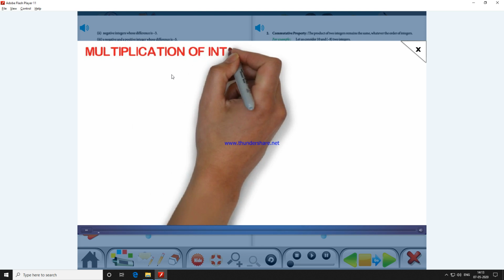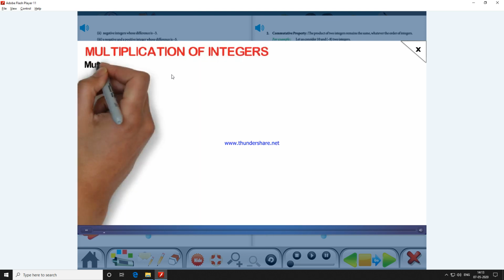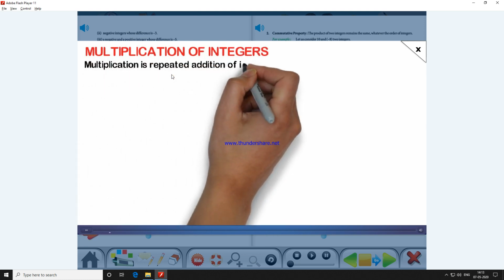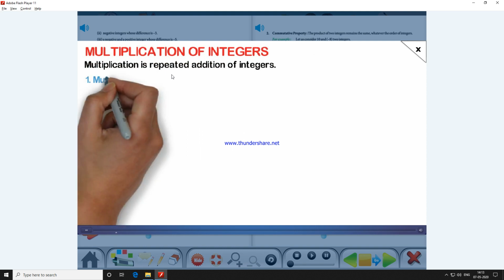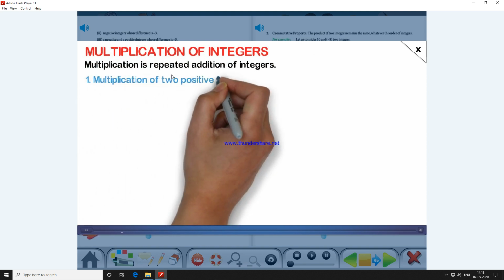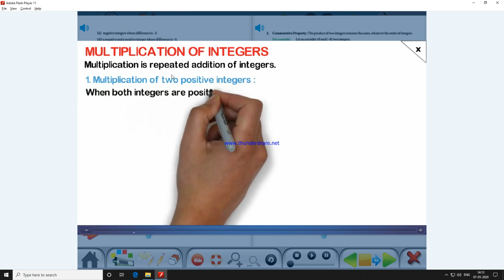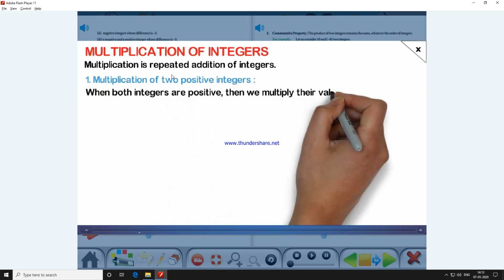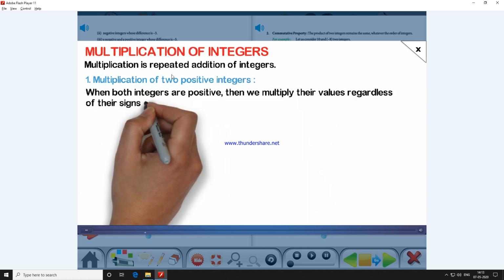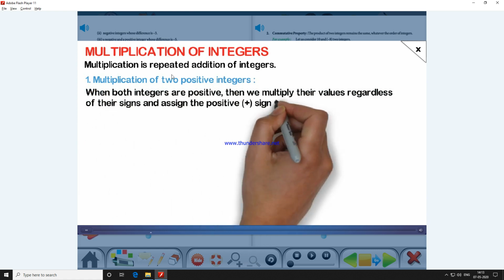Multiplication of integers. Multiplication is repeated addition of integers. 1. Multiplication of two positive integers. When both integers are positive, then we multiply their values regardless of their signs and assign the positive sign to the product.